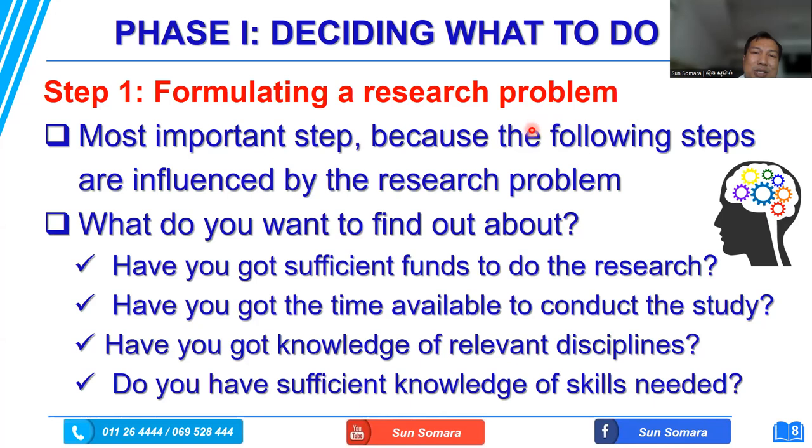So you need to come up with a research problem. You formulate the research problem, and then you develop the research topic, sometimes you can say. This is the most important step, because the following steps are influenced by the research problem. You got it? So you define the research problem carefully. Everything will respond to, and try to find and solve, the statement of problem or research problem here.